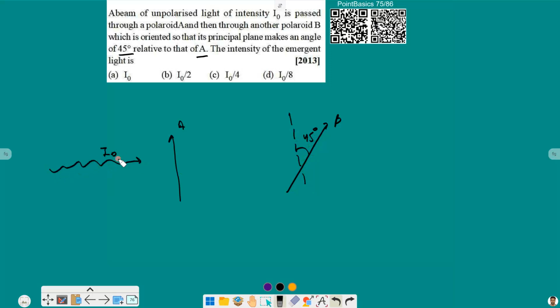So here we have unpolarized light coming towards A. If intensity is I node, we know that the output of A will be I node by 2, and when it passes through B, it will become I node by 2 into cos square of 45, and that will be I node by 4. So option C is the right answer.